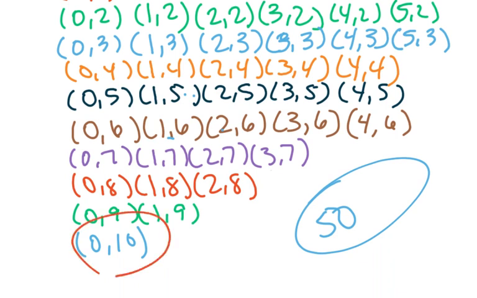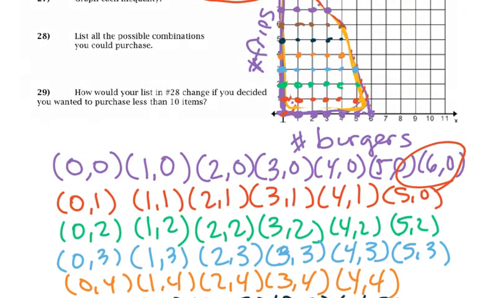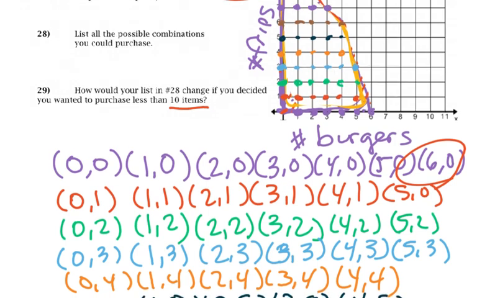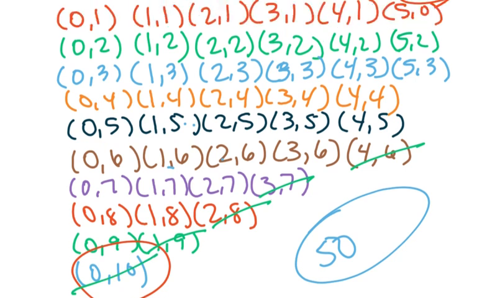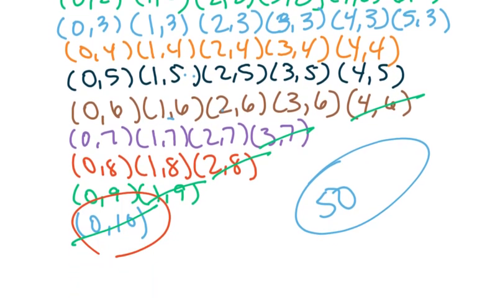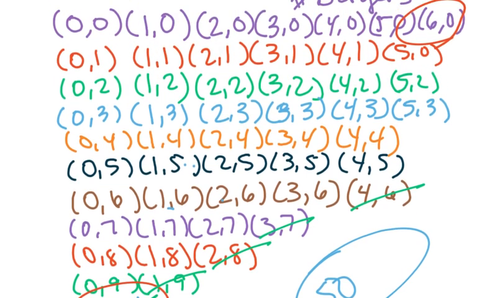Going back up to the last part of the problem, it says, how would your list in 28 change if you decide you wanted to purchase less than 10 items, not no more than 10 items? So which of my list here would be eliminated if I could not take 10 items? I could only go 9. So if you look at all of the things, like this would be gone because that would be 10 items. That would be gone, that would be gone, that would be gone. That would be gone. Okay, so I would eliminate 5 possibilities if I could not take 10 items. That would limit me a little bit more.